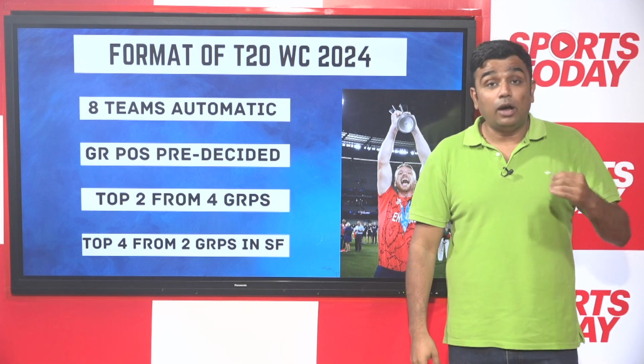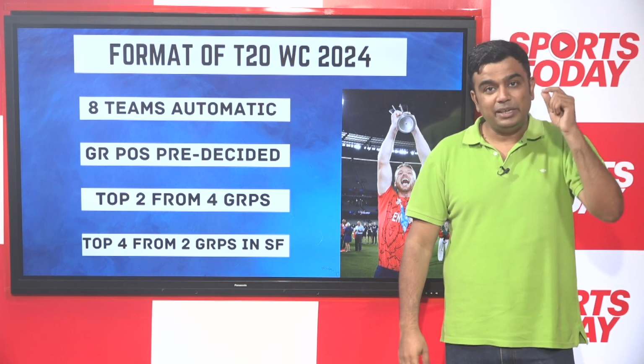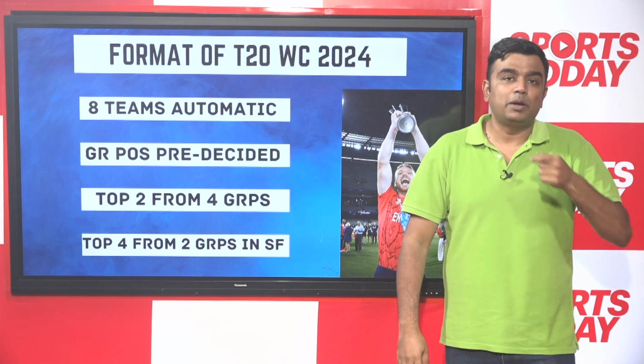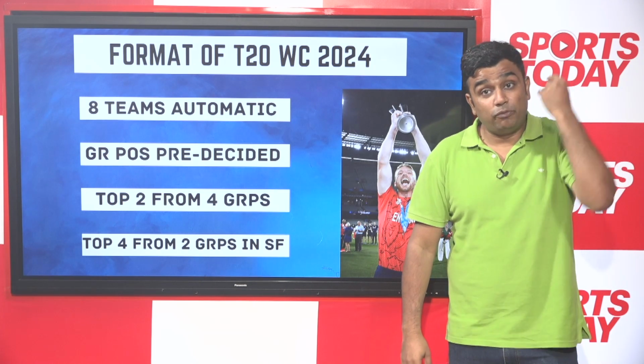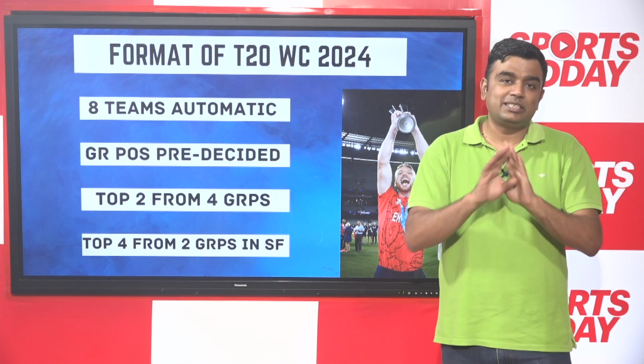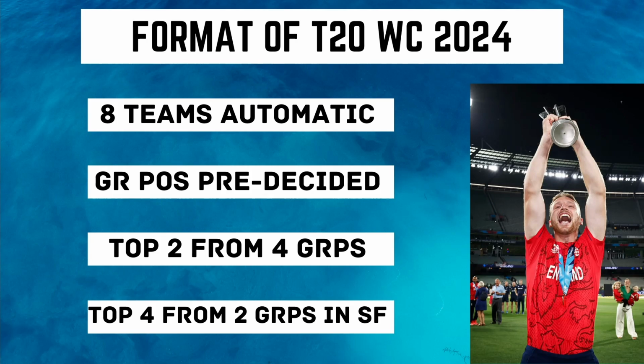Now, how is the format going to be? The top 2 teams from each group, A, B, C, D, make it to the Super 8s. The top 4 ranked teams from those 2 groups will then make it to the semi-final. That is how the process is at this point in time.